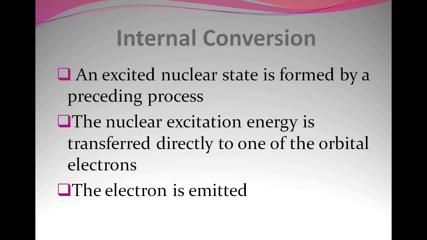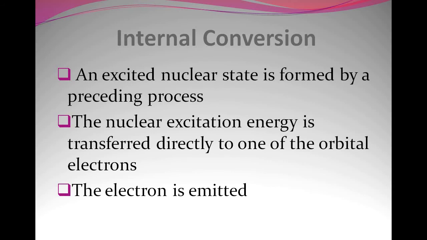Normally, if X is a nucleus, X star means it is in an excited state. So normally what happens, all nuclei will try to go to the lower state by emitting the difference in energy, the nuclear excitation energy. That means the nucleus will be coming from the upper energy state to the lower energy state, and that difference in energy it will emit, and this emitted energy will be directly transferred to one of the orbital electrons.